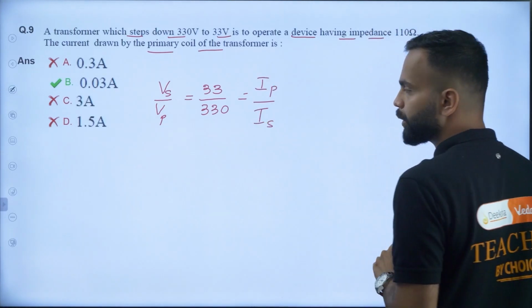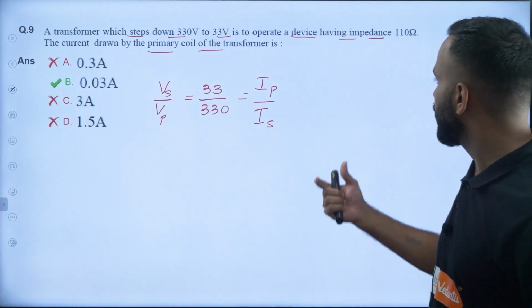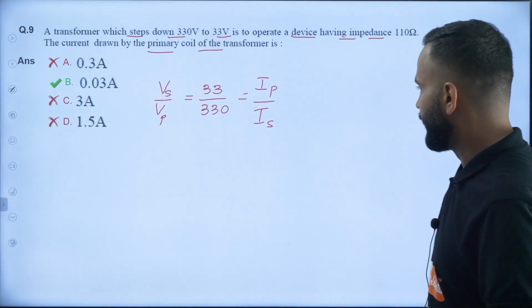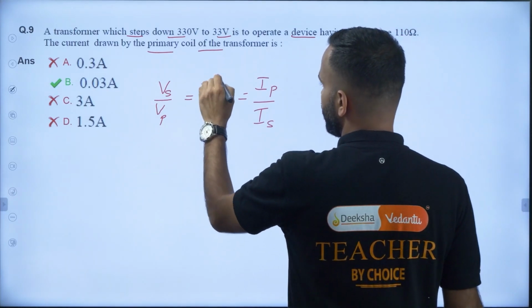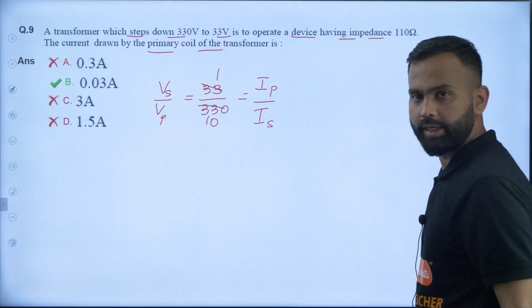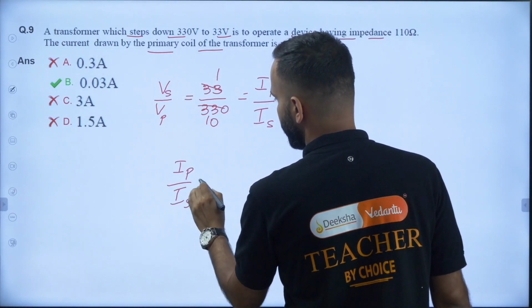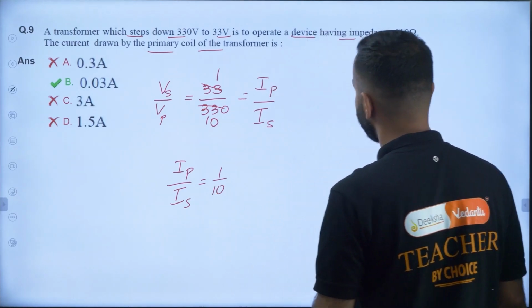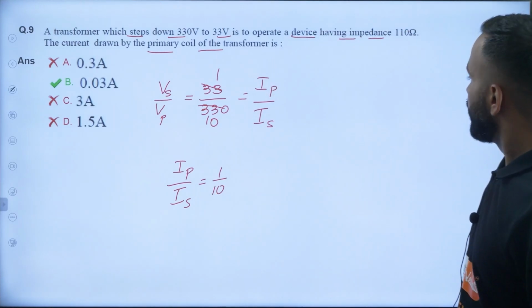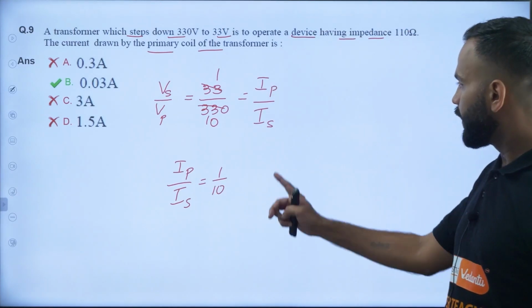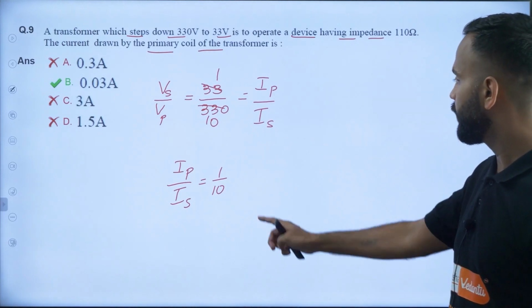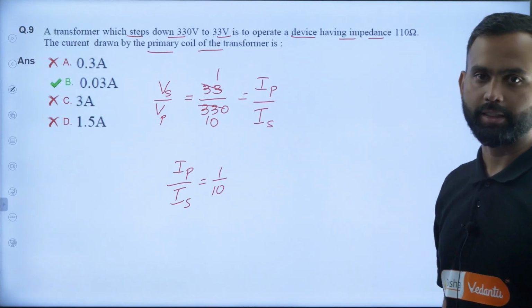So this is the relationship between voltage across the coils and the current through the coils, right? So now 1 by 10 is Ip by Is. So Ip divided by Is is equal to 1 by 10. We don't know the value of Is, and we need to find Ip. So how to find the Is?